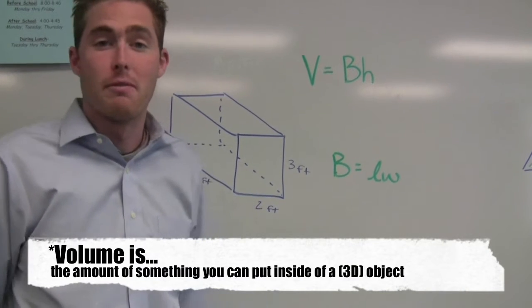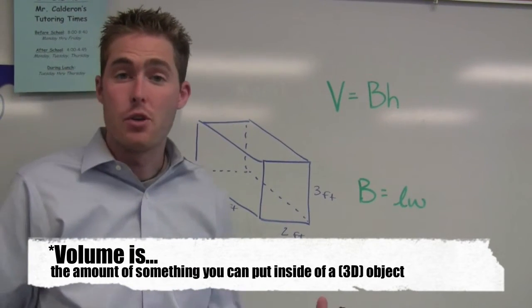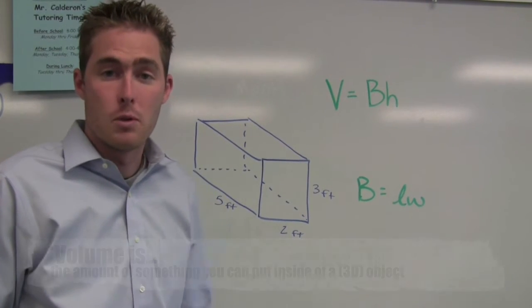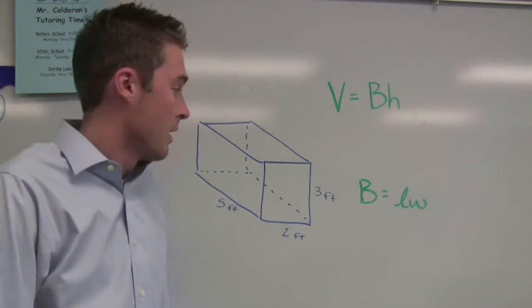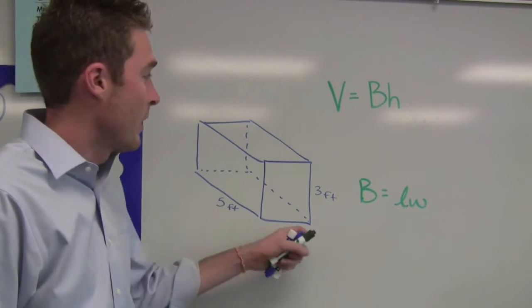Today we're dealing with volume. And volume has to do with how much of something you can put inside an object, and more specifically a three-dimensional object. Right here we're going to start with a rectangular prism. If you look at a rectangular prism, it is a length, a width, and a height.